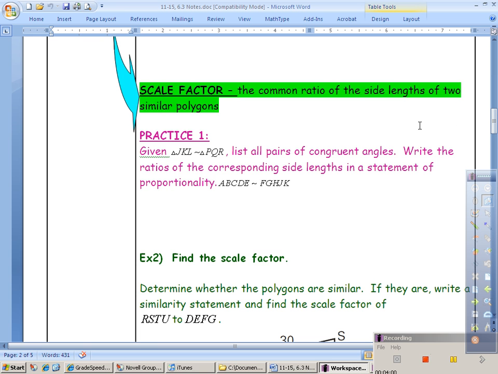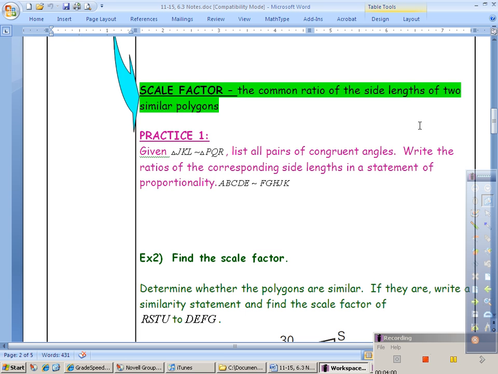Scale factor, we briefly talked about this when we were doing dilations. Scale factor is really the multiplier. It's the common ratio of side lengths of two similar polygons. It's how they've changed. Is it 2? Is it 1/2? Did they double? Are they half as large? And that's the scale factor. How much bigger or smaller is the new shape?